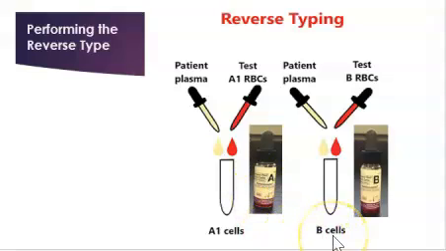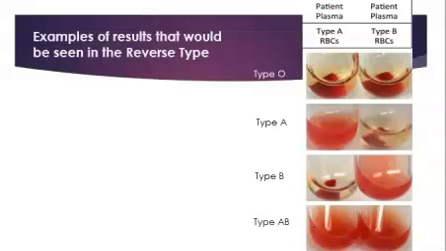Then in our B tube, we're going to add some more of our patient plasma, a couple drops, and then our B cells. And then we're going to put those in a centrifuge, spin them down, and look for agglutination. Because this is the reverse typing, the results should be the exact opposite of the forward typing results. Okay, let's look at 4 results of reverse typing.